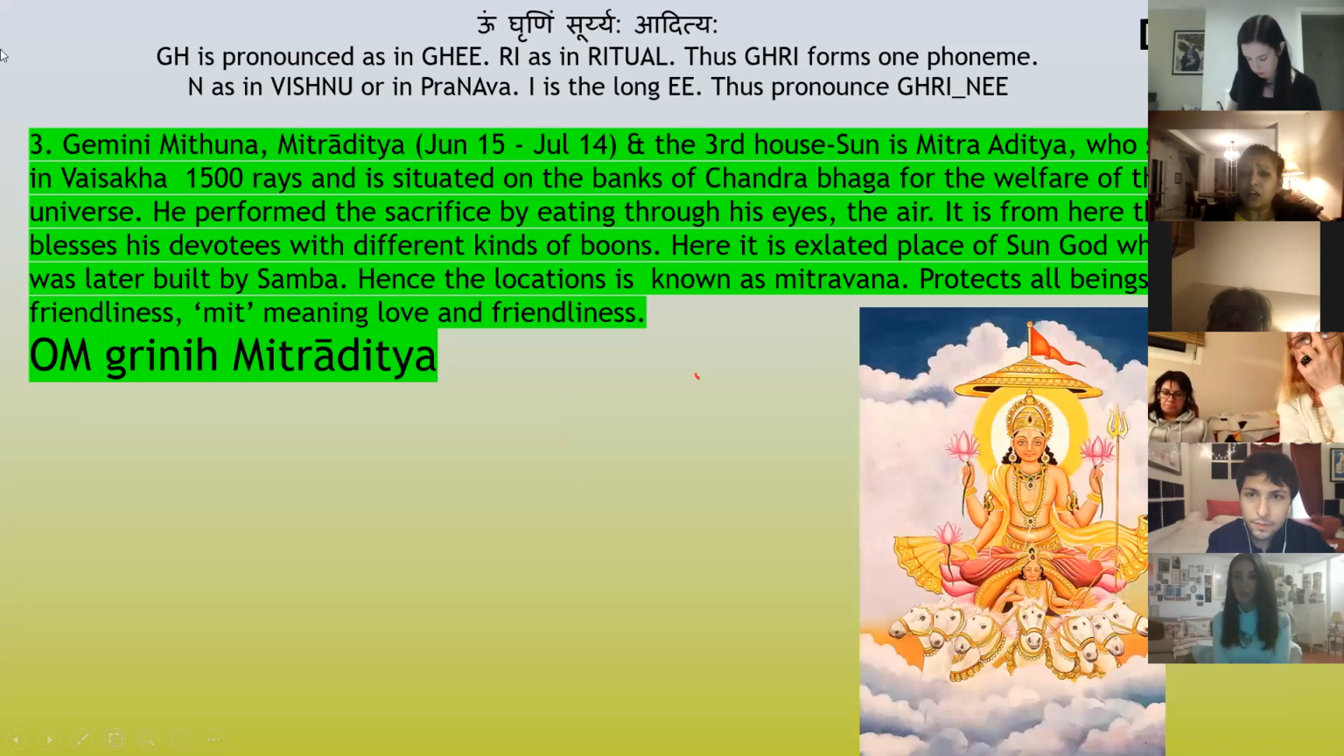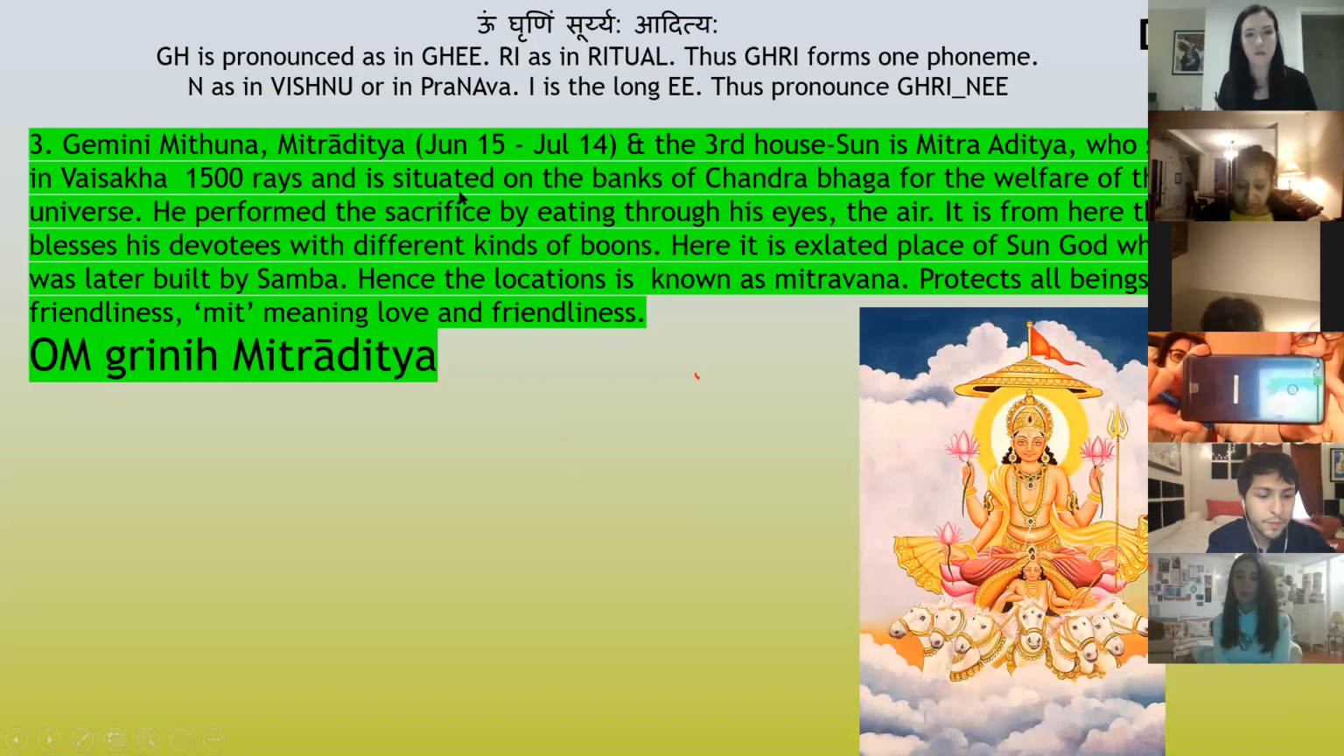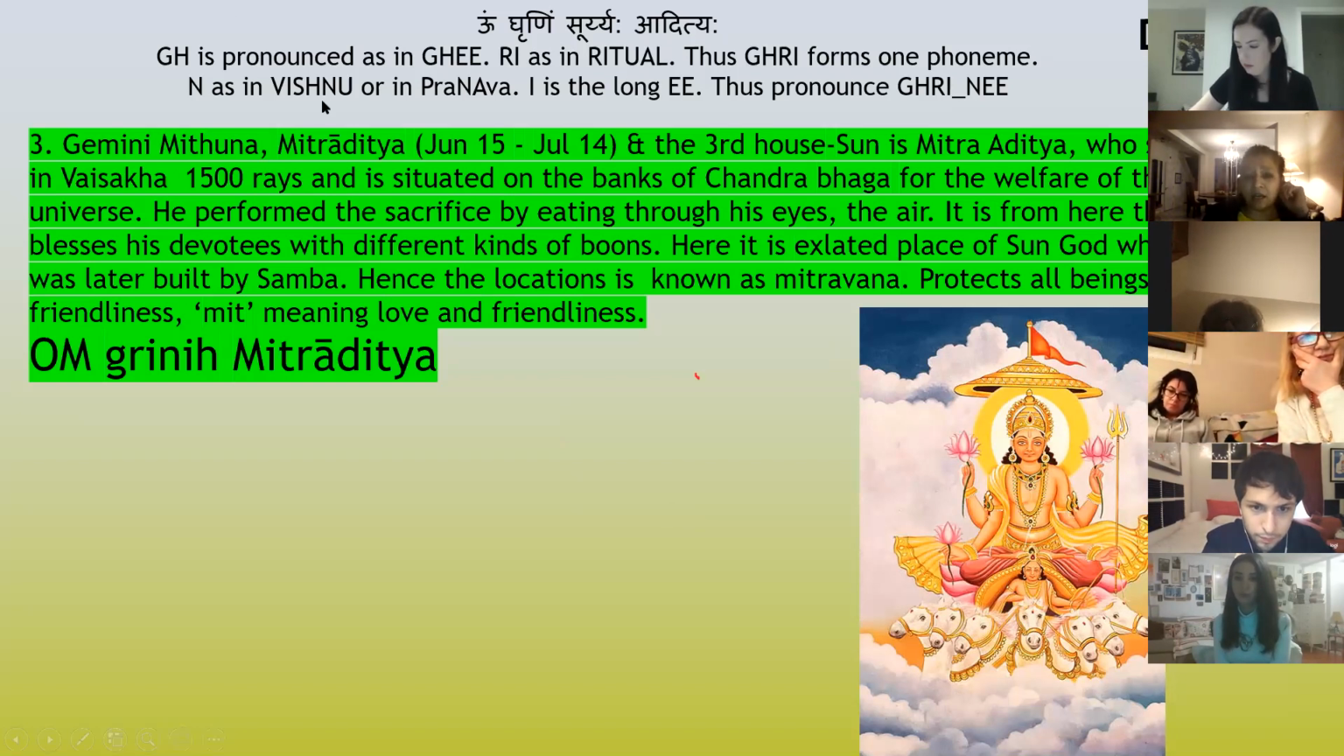Then we come to the third one, which is Gemini, which is Mitra Aditya. Mitra literally in Sanskrit means a great friend, friendly. And its lunar month is June 15th to July 14th. And it's the third house, of course. So if you do have sun in the third, it doesn't matter, even if you're not born between June 15th and July 14th.